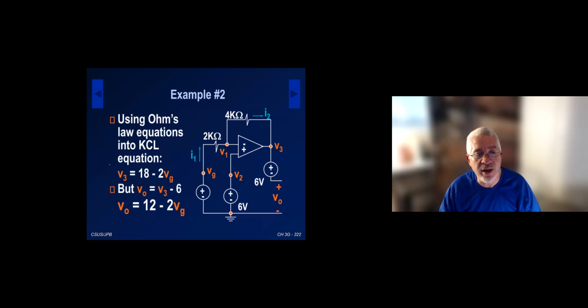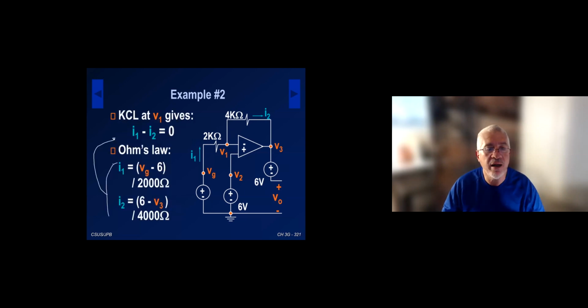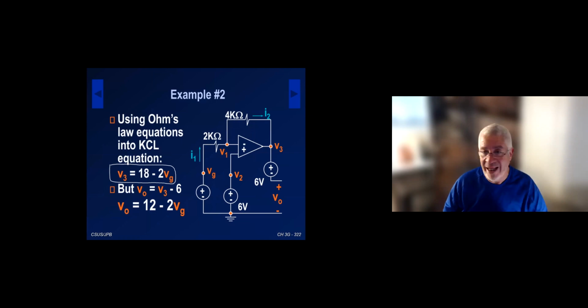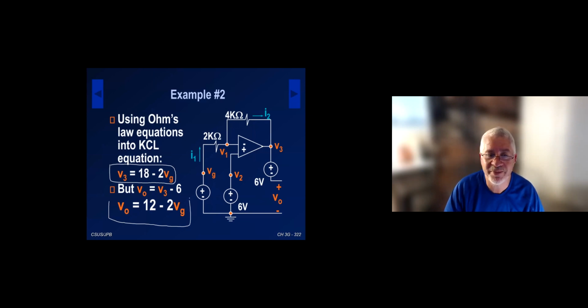So I'm getting V3 in terms of VG from that solution. Again, I put these two things in the KCL equation, and I can find a relationship between V3 and VG. From V3, I can get V naught, because V naught is essentially V3 minus 6 volt. So V naught is 12 volt minus 2 VG. That's what I was asked to graph.